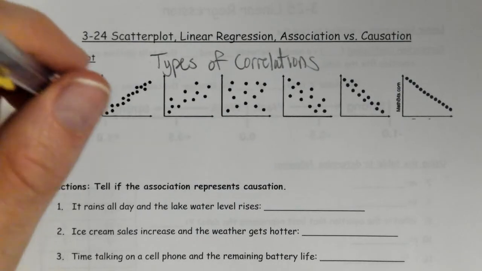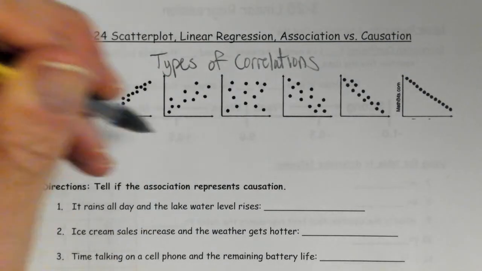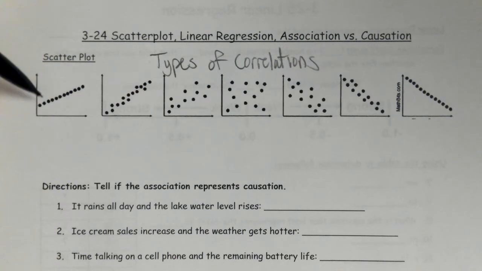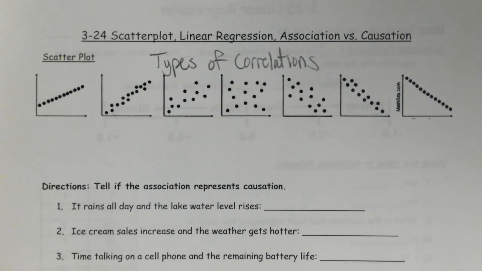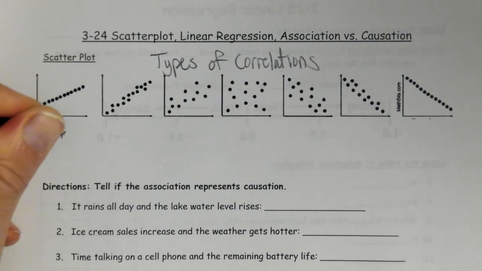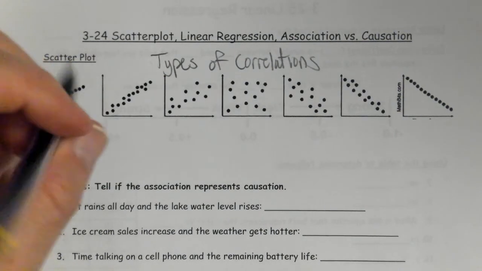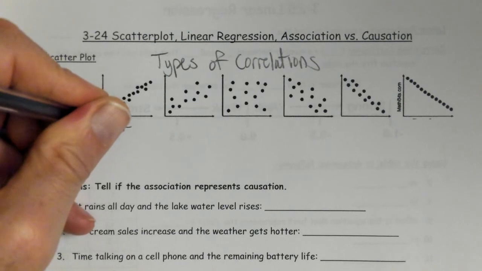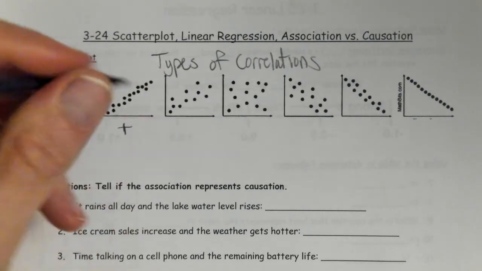Okay. Now, the positive and negative correlations also have more specific descriptors. For example, this first one, where they are in a very tight line, almost a straight line, we would call that a strong positive correlation. The next one, we would just describe as a positive correlation. All right, and this one we would say is a weak positive correlation.